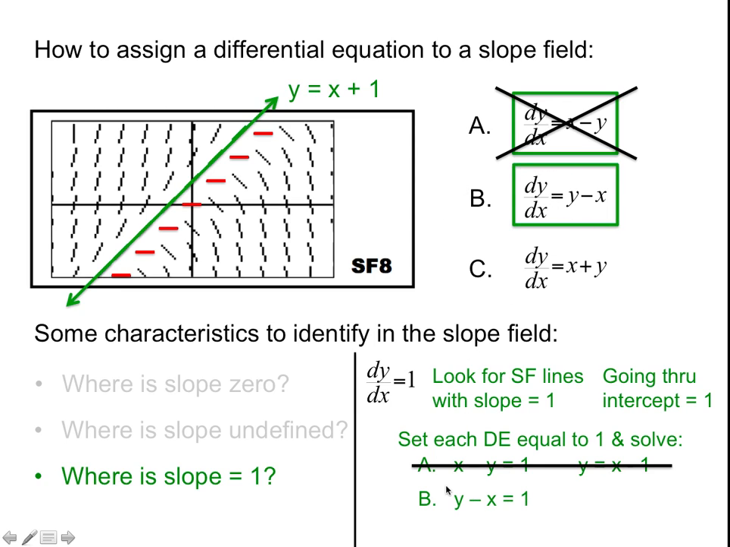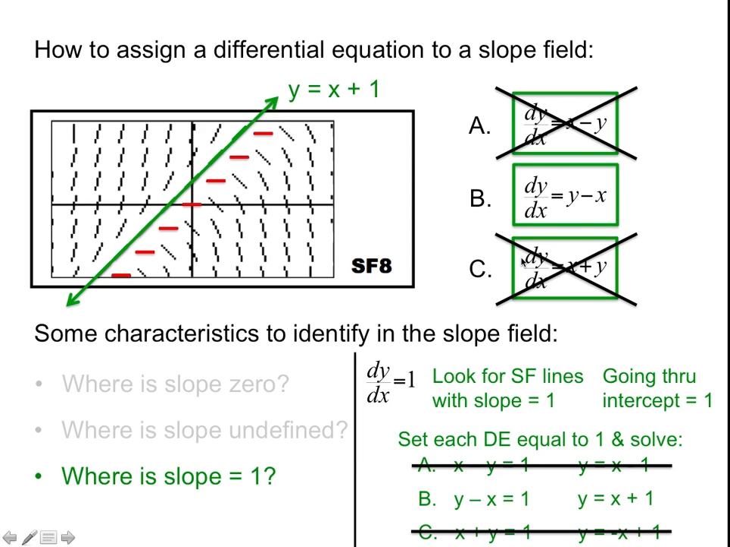So let's take a look at what happens when we solve this. Set this equal to 1. That's what we did here. And we solve this for y, bring the x to the other side, and we get y equals x plus 1. That matches this equation. So we know it has to be B. We already know from the previous example that it's not C. So we definitely know the answer is B.